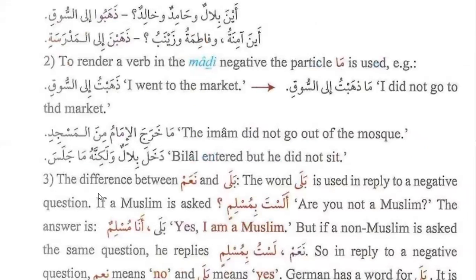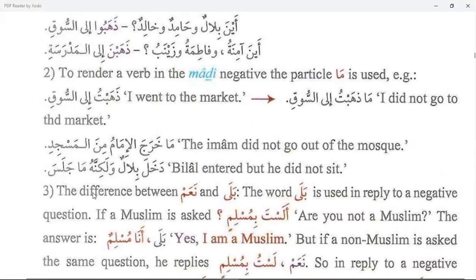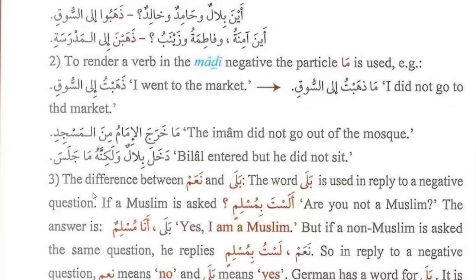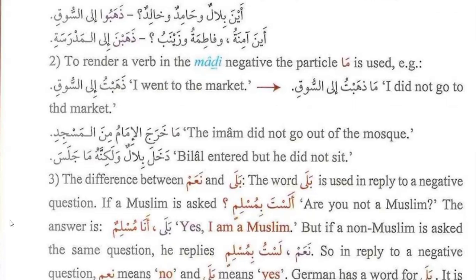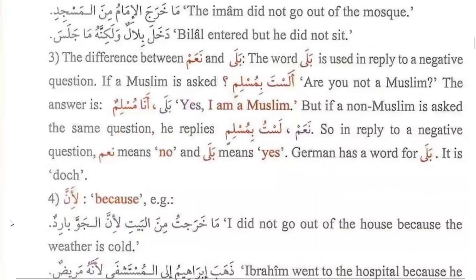To render a verb in the madi negative, the particle ma is used. Ma zahabtu ila as-suq. I did not go to the market. Ma kharaja al-imamu min al-masjidi. The imam did not go out of the mosque. Dakhala Bilalun walakinnahu ma jalasa. Bilal entered but he did not sit. Here they are telling you that with fi'l mazi we use ma for a negative sentence. What do we use in the present tense, fi'l mudari? La. Okay, read the next point also.